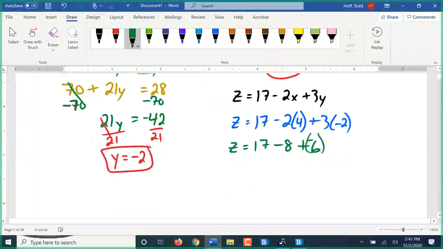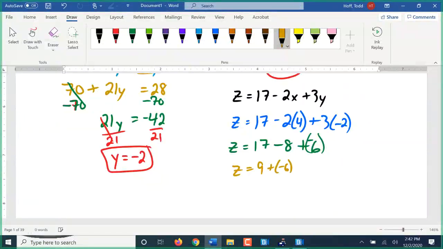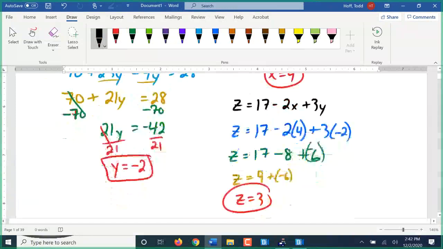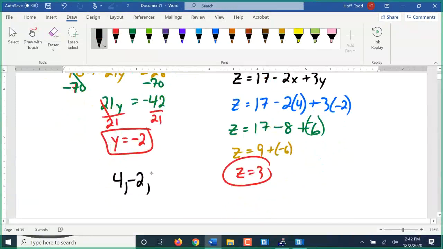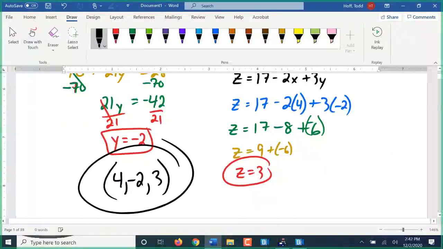So now we have 17 minus 8 is 9. And 9 plus a negative 6 is 3. So z equals 3. So our solution here: x is 4 when y is negative 2 and z is 3.